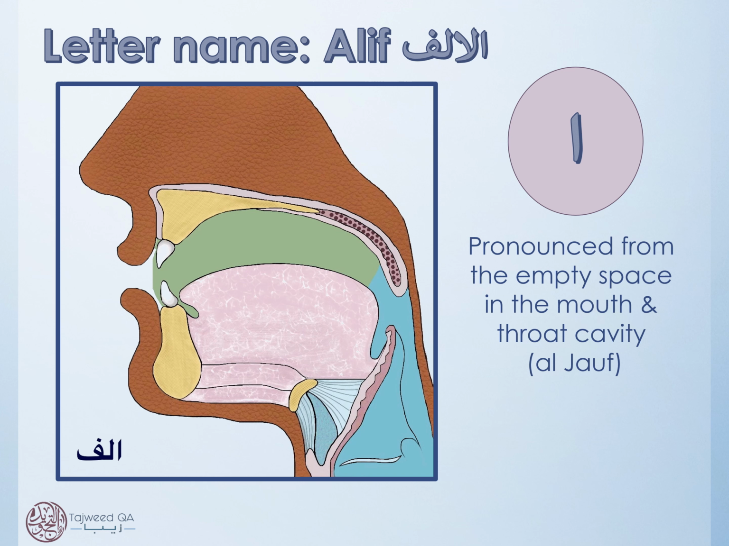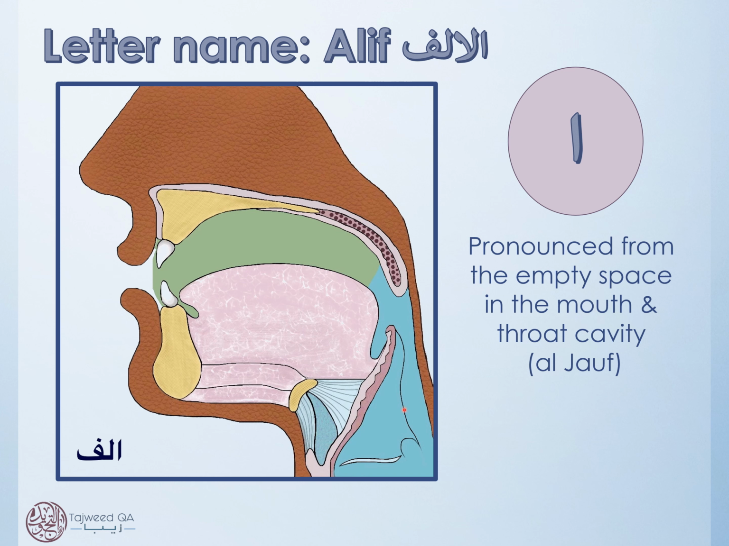The articulation point of alif, remember we said the articulation point in Arabic is called al-makhraj. So the makhraj of alif is the empty space in the throat cavity and the mouth cavity. So it's the blue and the green area. So it's using this entire area, starting from the vocal cords here, going all the way through the mouth cavity out of the mouth.